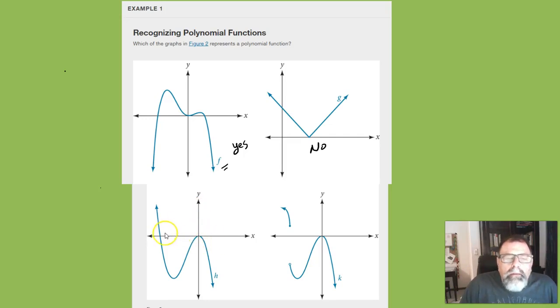And then h here, again, it's a smooth, continuous curve. So that one's yes. And then we got the break on this one, right? So if you have a corner, a sharp turn, or if you have a gap, a break, it's not continuous, then we say no, it's not a polynomial.